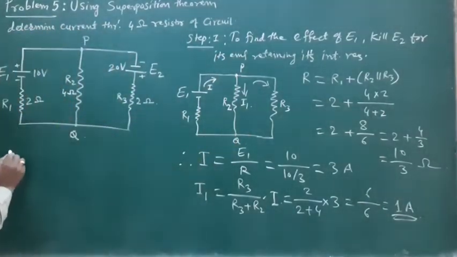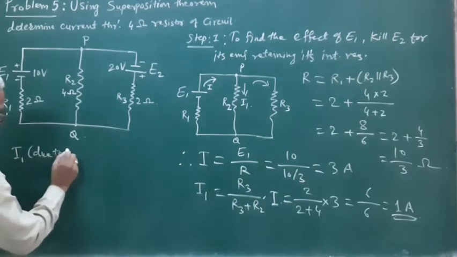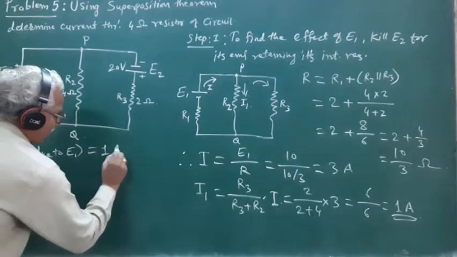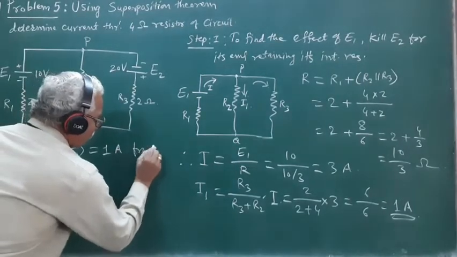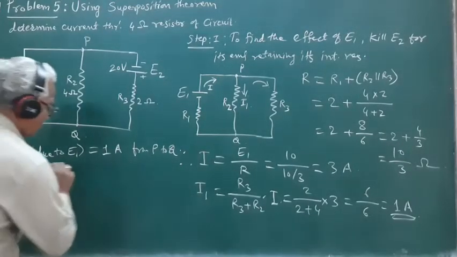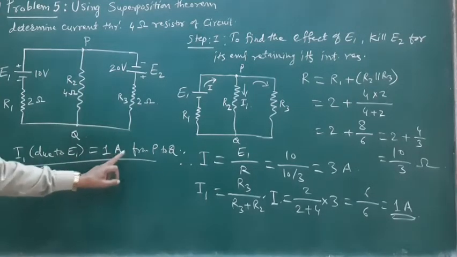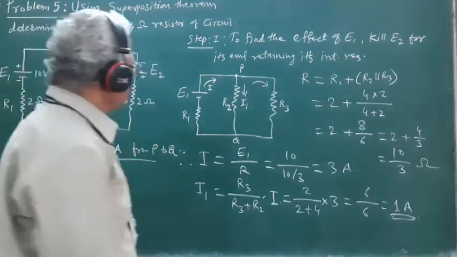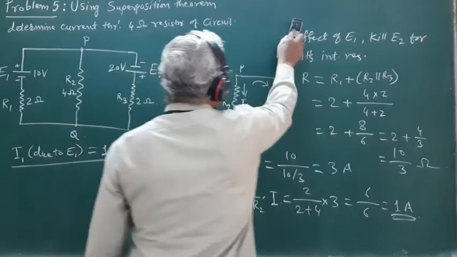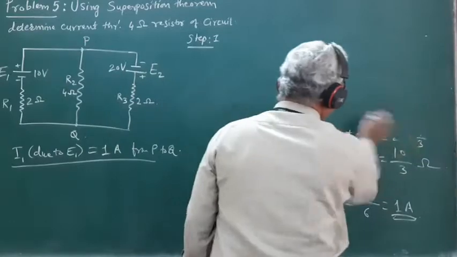So I1 due to E1 is 1 ampere from P to Q. So remember this. So this current through the resistance R2 due to E1 flows from P to Q, and this current is about 1 ampere. So this is the first step. Now in the second step, what we need to do is we have to find the effect of E2.